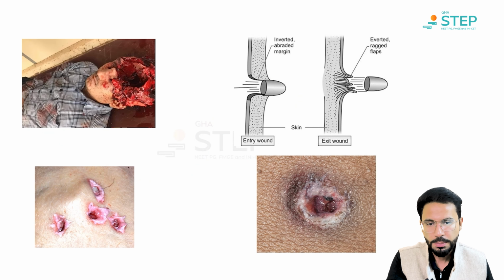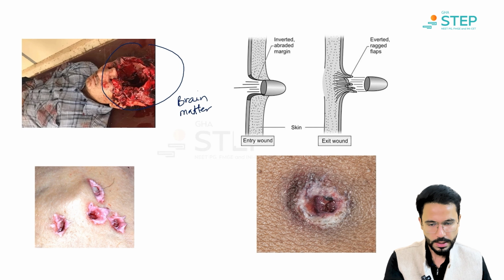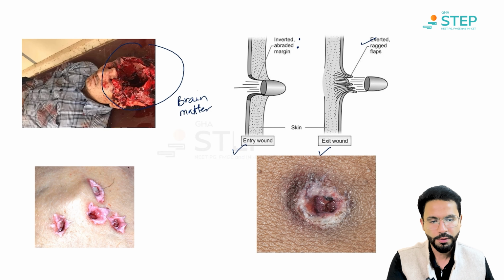So the perfect description of a Kronlein shot is when it is a headshot and the brain matter is coming out of the skull, and then it is a headshot or a Kronlein shot. So that is why when you are given such images, just look at the most perfect answer that you can tick. Okay, what is this image showing you? That an entry wound will have inverted abraded margins, whereas an exit wound will have everted margins. So that is just a differentiation here.